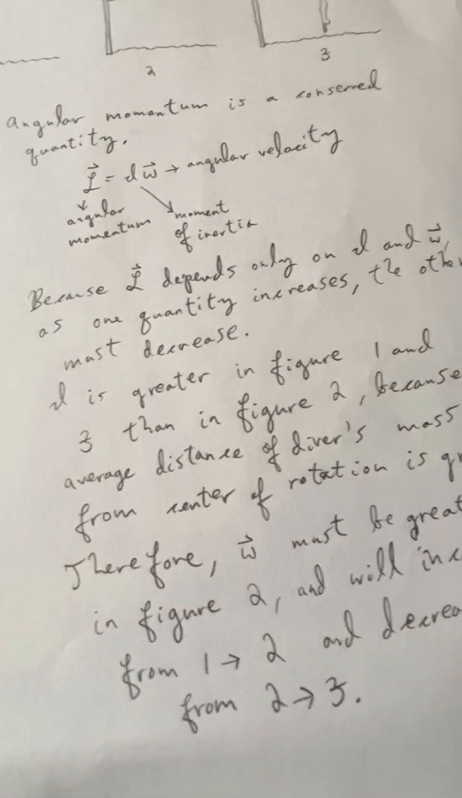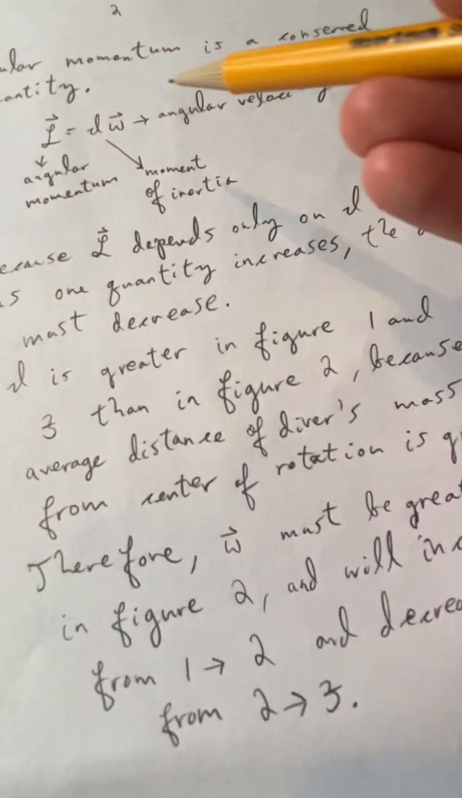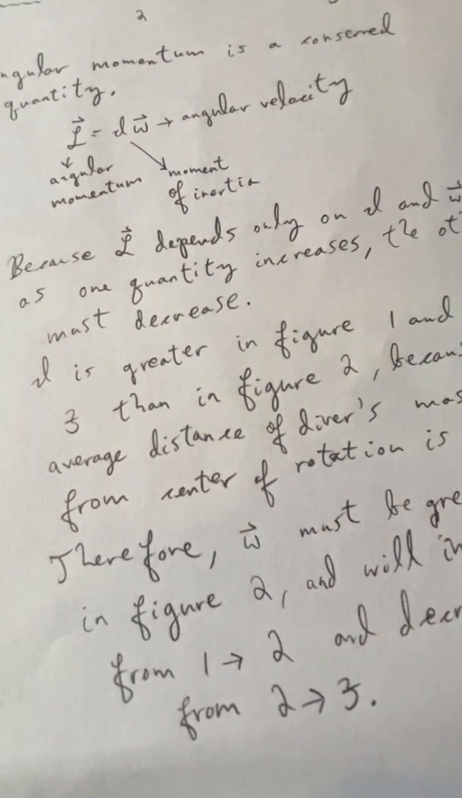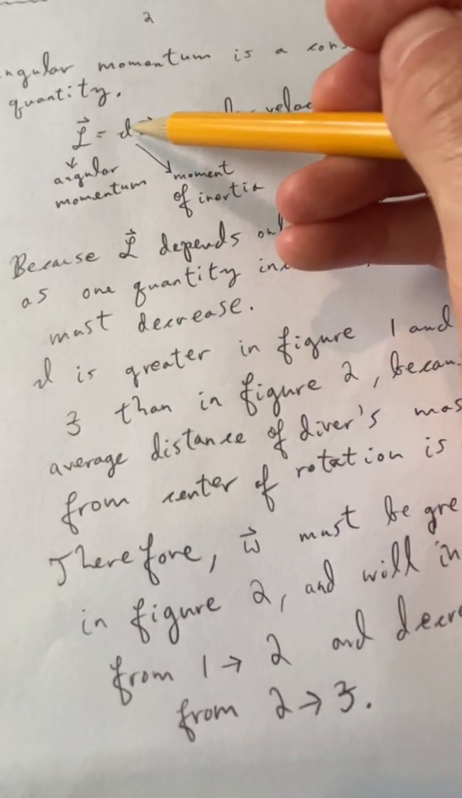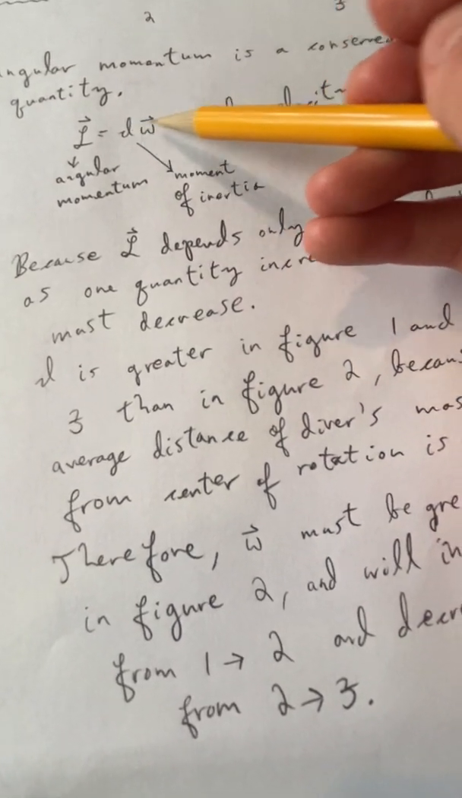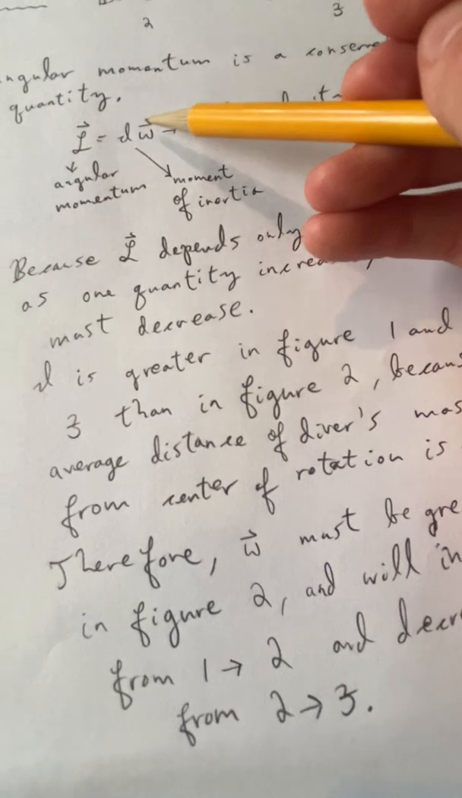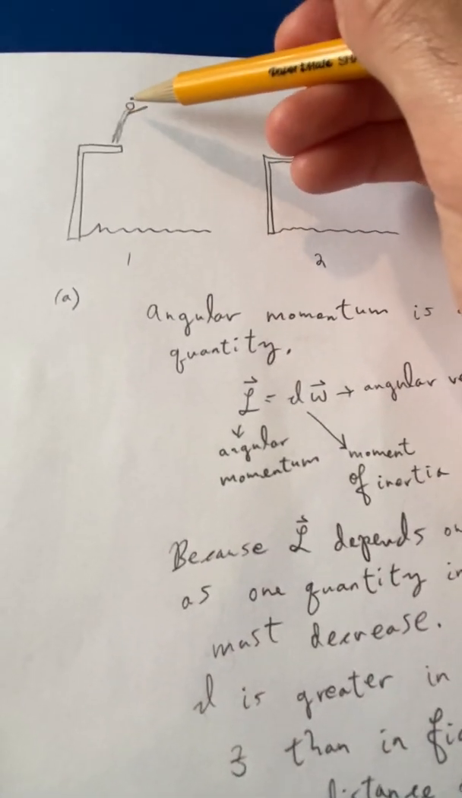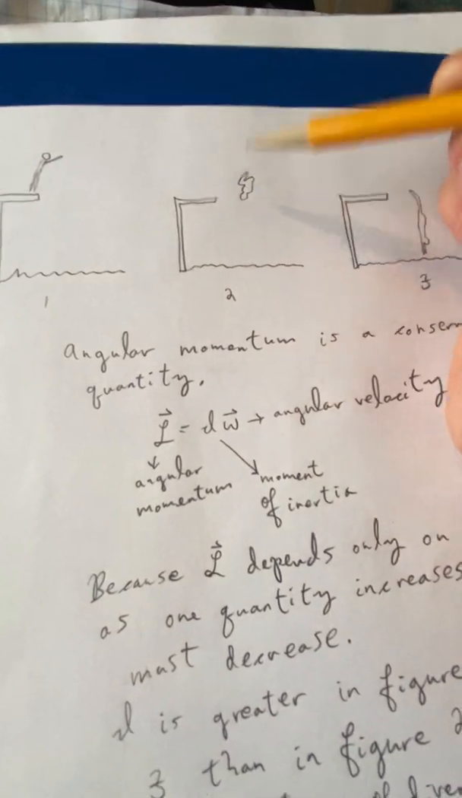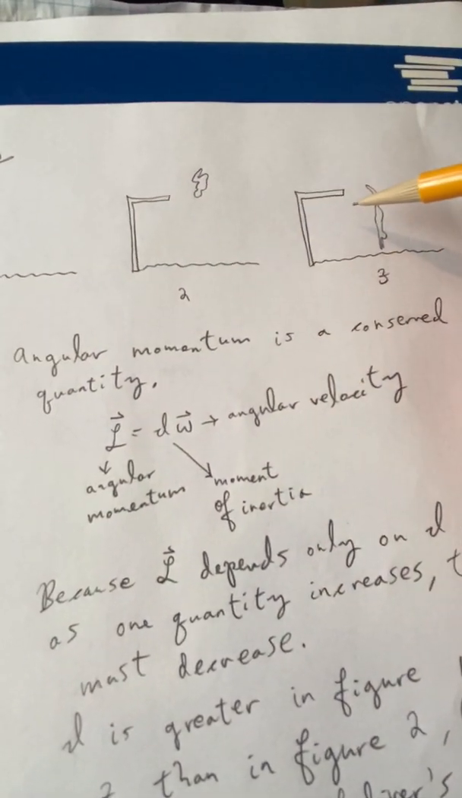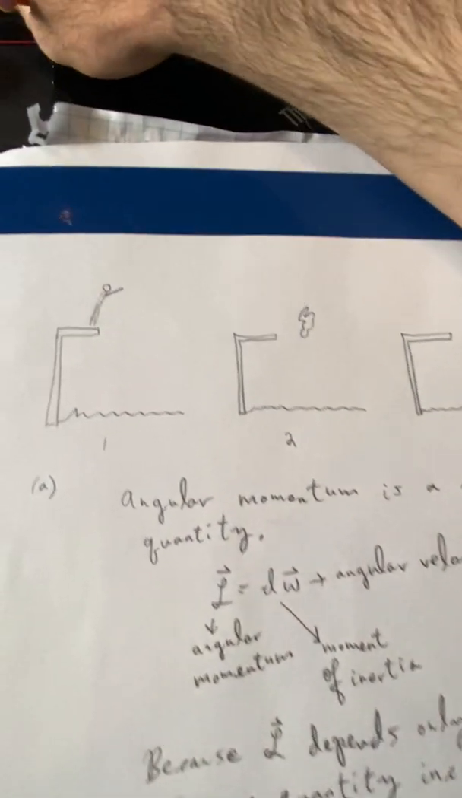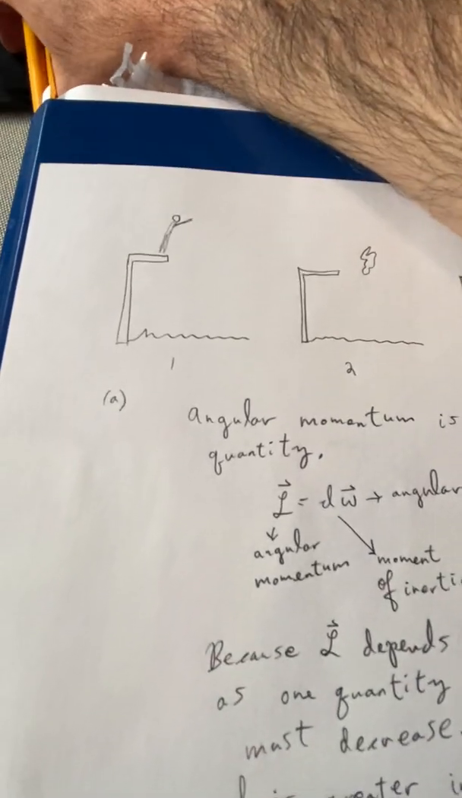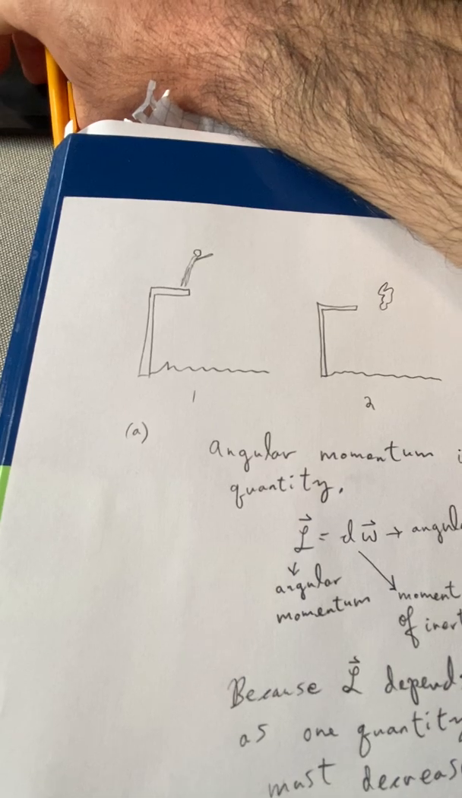Because this whole quantity of angular momentum is conserved, if you have moment of inertia going down, then angular velocity needs to go up, and vice versa. And so we see moment of inertia going down from figure 1 to figure 2, but then going back up from figure 2 to figure 3. Okay.